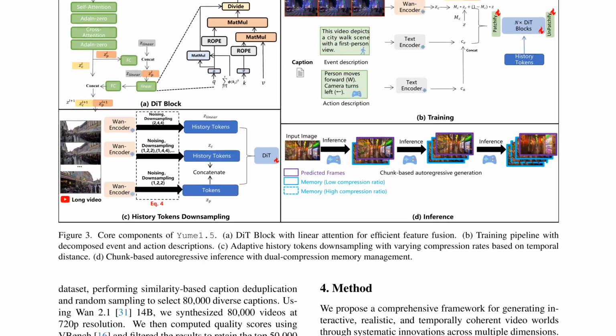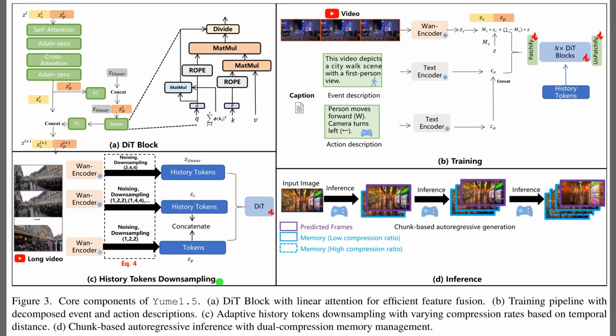Figure 3 ties the whole system together, because it shows how Yume 1.5 stays controllable while keeping long video generation efficient. This figure lays out 4 panels that cover the model block, the training text setup, history compression, and inference. Panel A shows a diffusion transformer block that uses linear attention, meaning attention that scales more gently with sequence length. Panel B splits captions into event description and action description, so action text can be cached during streaming. Panel C and Panel D show chunked generation, with history tokens downsampled more as they get older, which keeps memory stable.